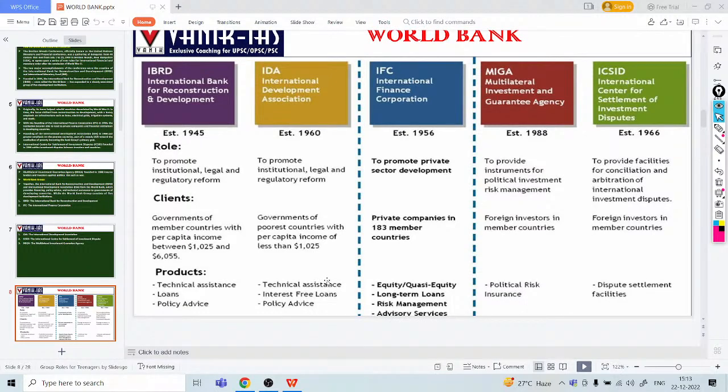IDA established in 1960 to promote institutional, legal and regulatory reforms. Governments of poorest countries with per capita income of less than $1,025. Technical assistance, interest-free loans, policy advice. IFC, International Finance Corporation. Okay. So, to promote private sector development.